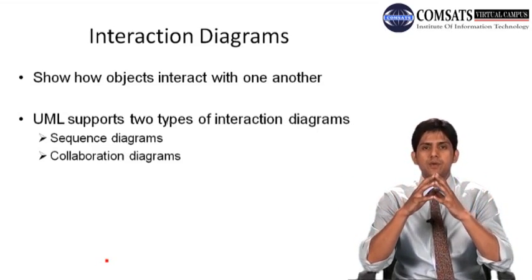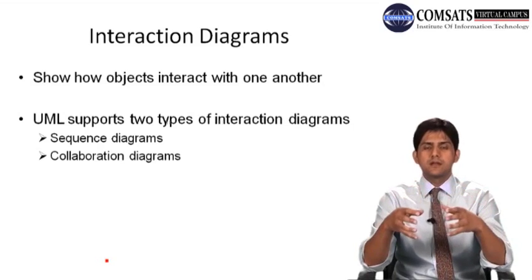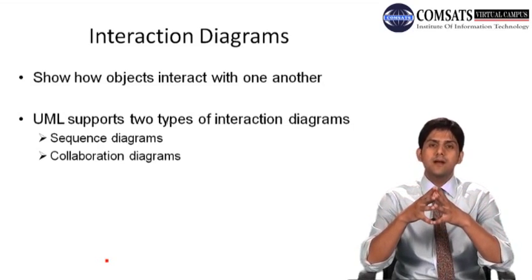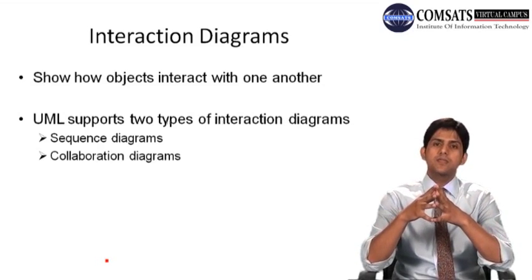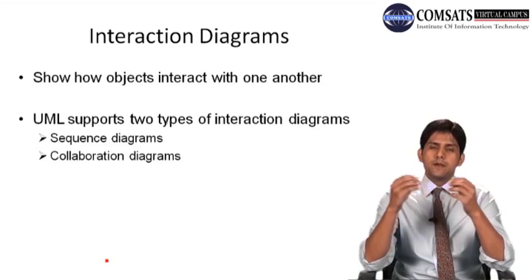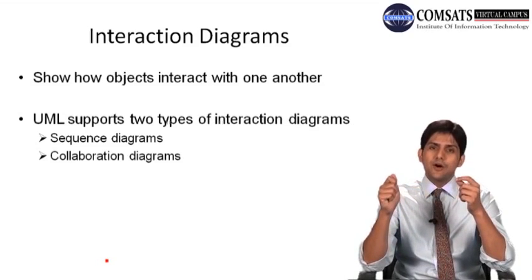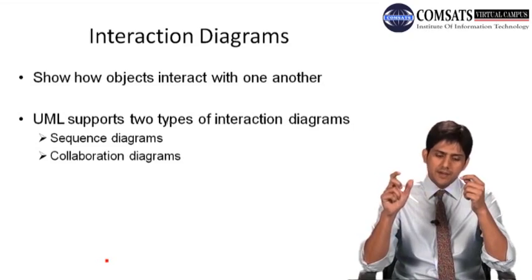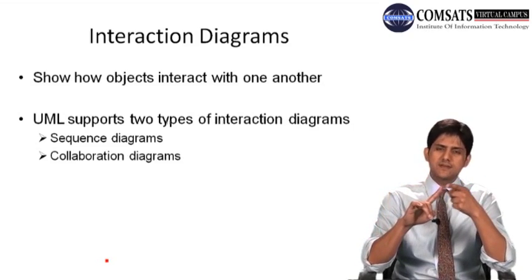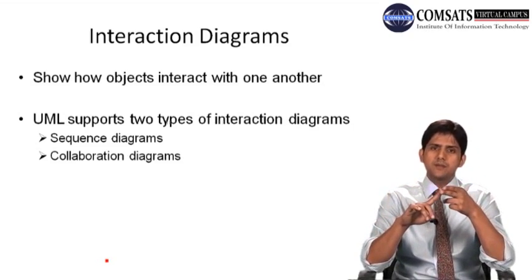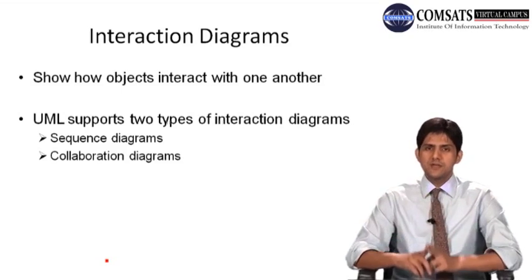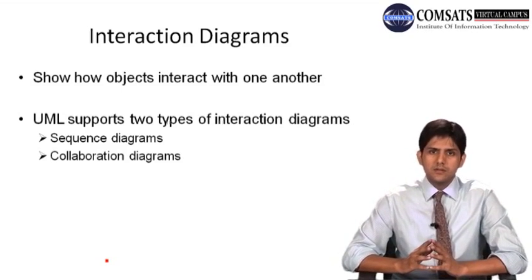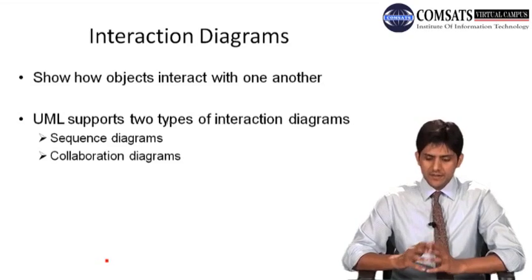Another diagram that we will see, maybe starting in today's lecture or in the next lecture, is called the collaboration diagram. It is very similar to system sequence diagrams, and it is also used to identify the interaction between different objects. So the sequence diagrams that we are discussing today and the collaboration diagrams that we will discuss in the next lecture are both known as interaction diagrams, because they are used to represent the interaction between different objects.